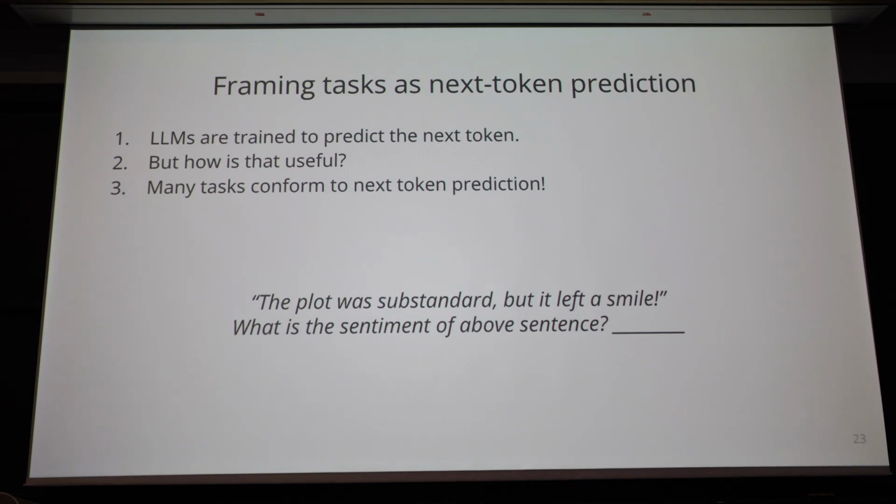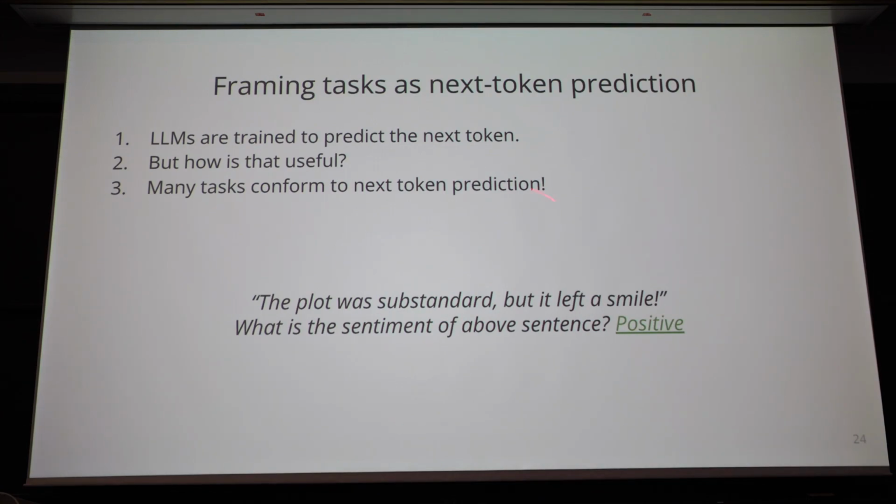So it turns out that, as you probably already guessed, a lot of the things can actually be reframed as next word prediction tasks, right? So for example, consider the sentence here: the plot was substandard, but it left a smile. And the next sentence goes, what is the sentiment of the above sentence? If there was a model which was sufficiently trained on predicting what the next word is going to be, then you would expect that it ends up predicting the word positive, because you're trying to do some kind of sentiment analysis here. And usually it's a positive or a negative classification, right?